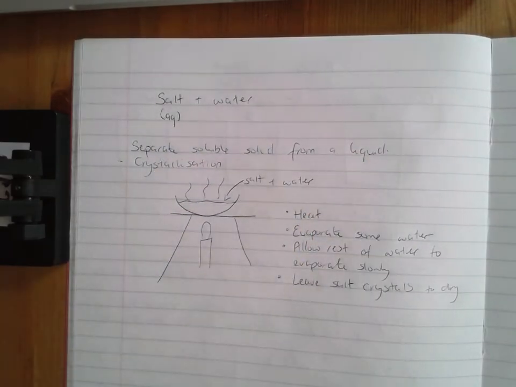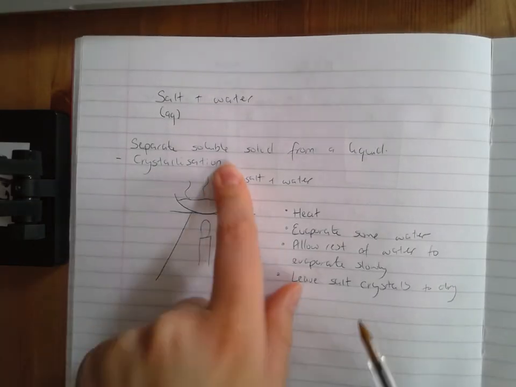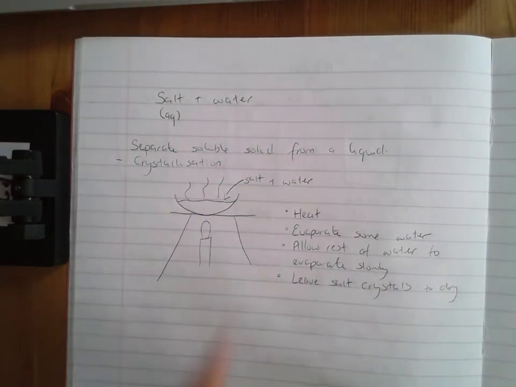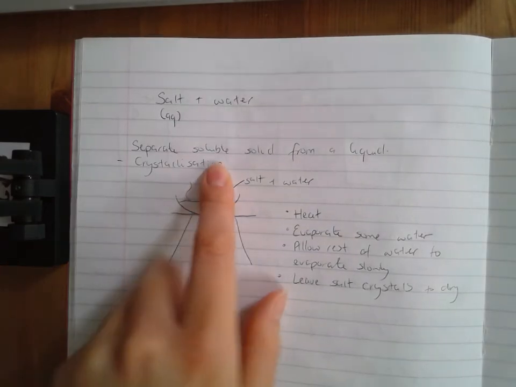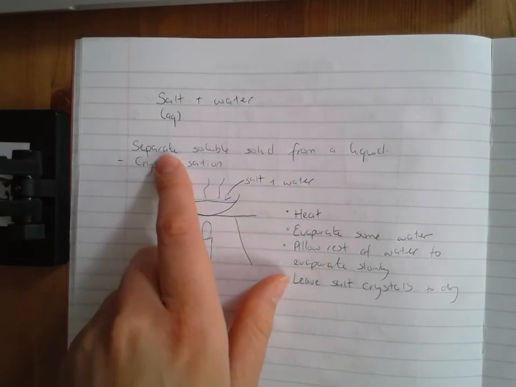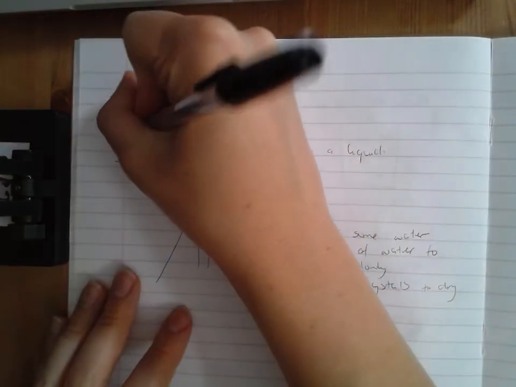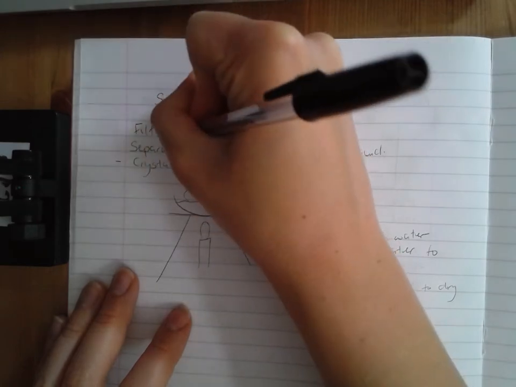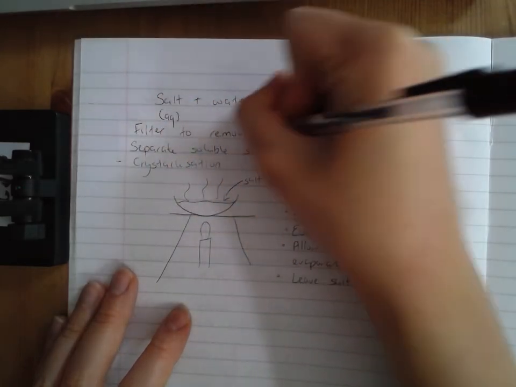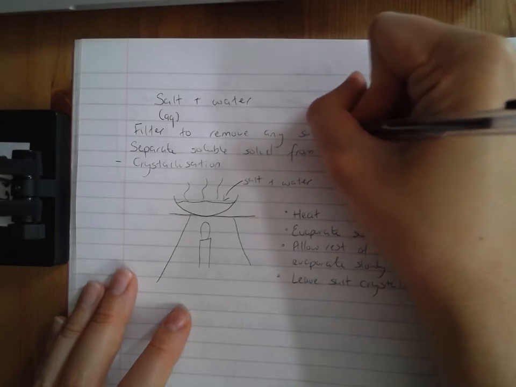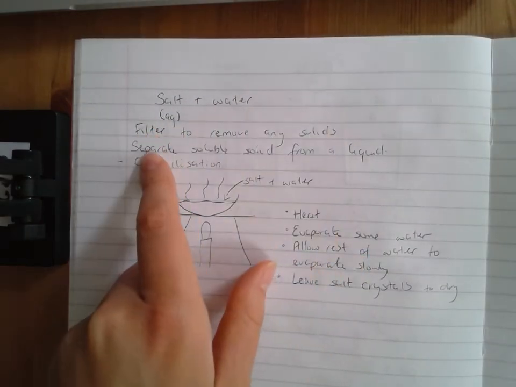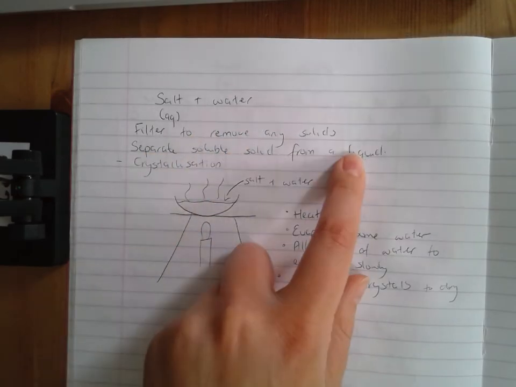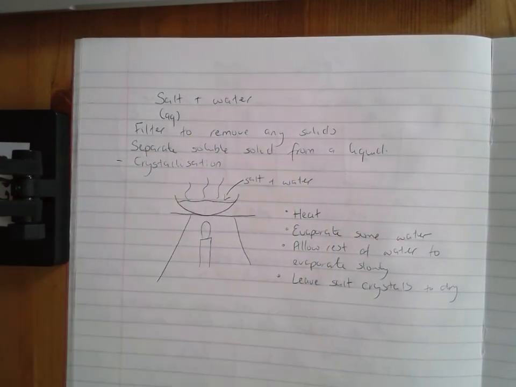If you still had bits of solid floating around, say you've done your reaction, you've used excess base, and your base is a solid, and you've got lots of solid floating around at the start, then before you would do this step, you would filter. So you filter to remove any solids using a filter, and then once you're left with just the salt and the water, you're going to carry out crystallization.